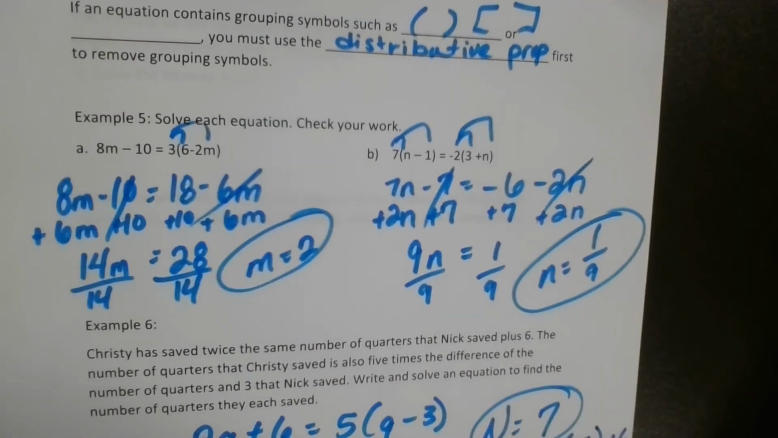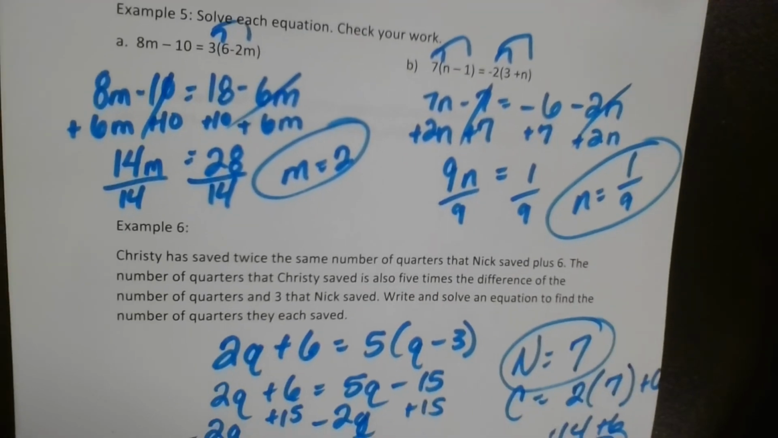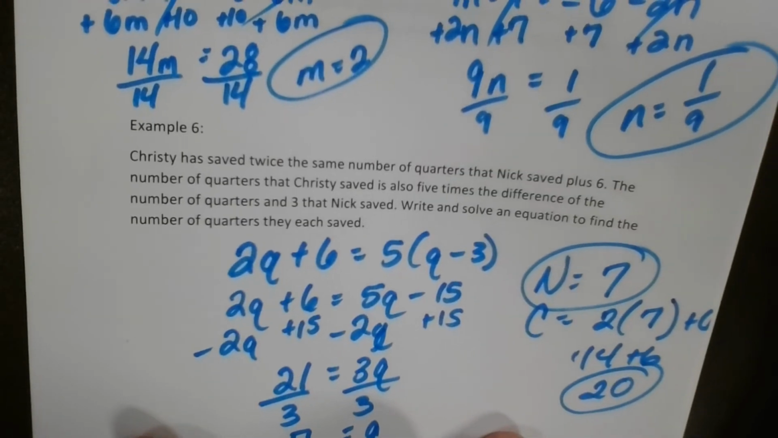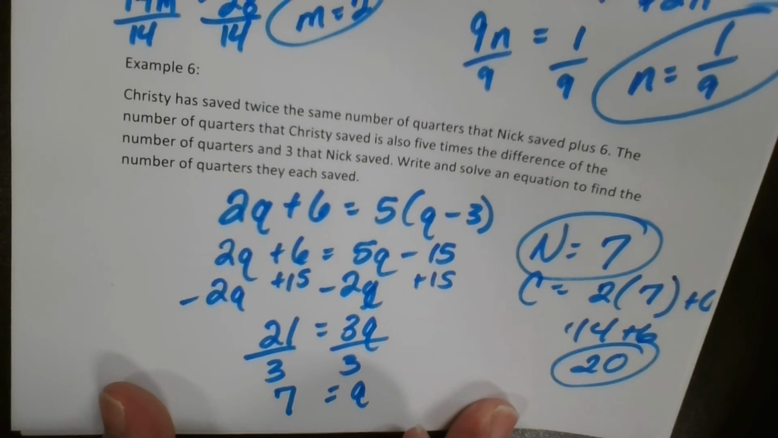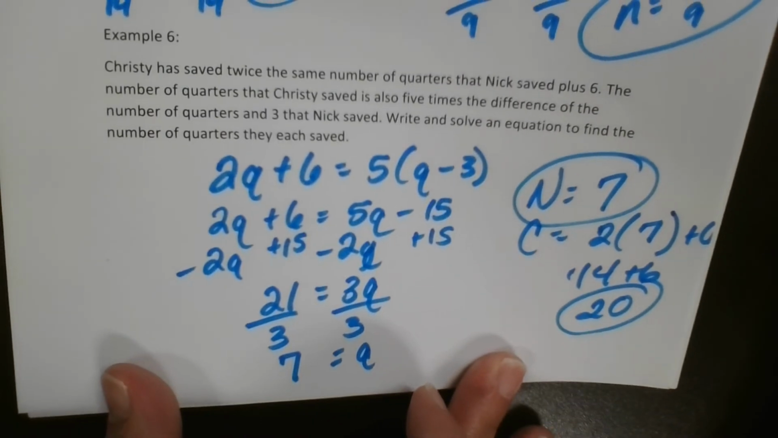Okay, so there's the solution to the two example problems, example 5, A and B, and then again for example 6. You can pause anytime if I'm moving around too fast for you to check your work. But there's example 6. So let's talk about the last bit of this lesson, and then we'll go to lesson 5 in the next video.